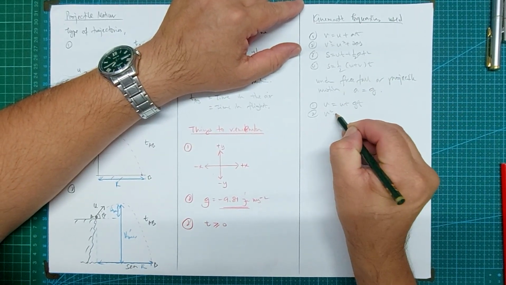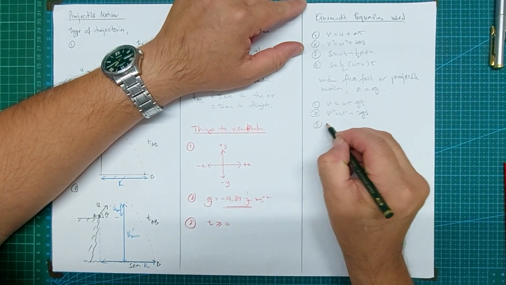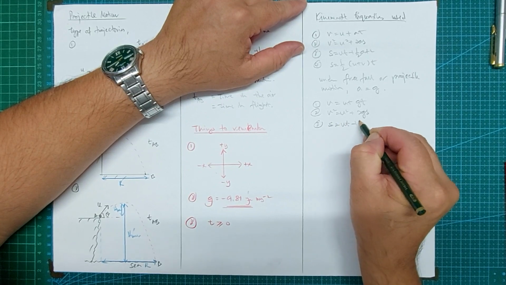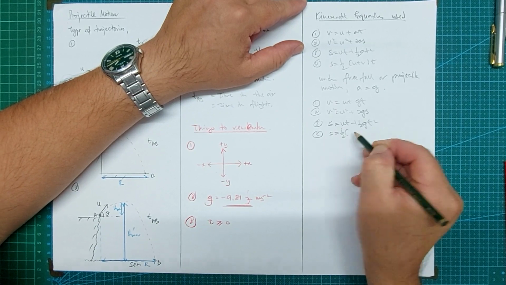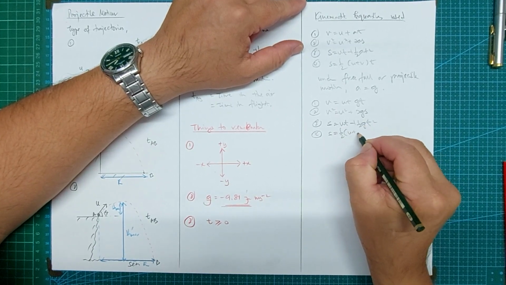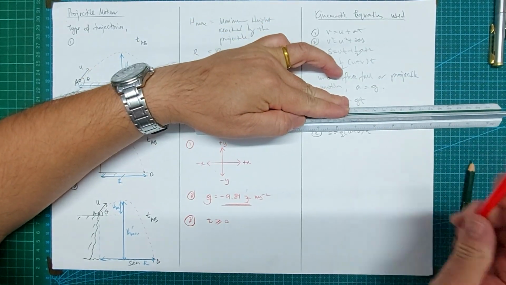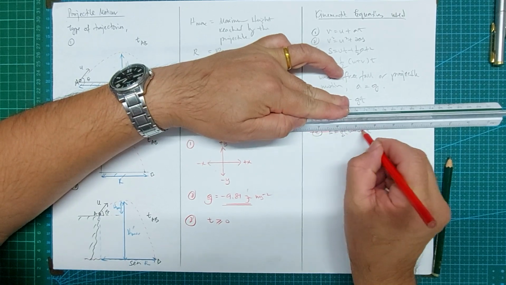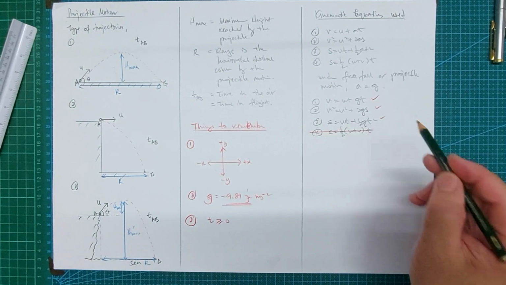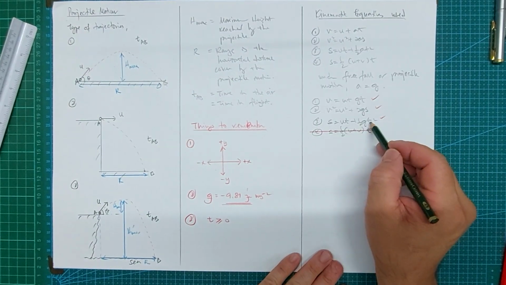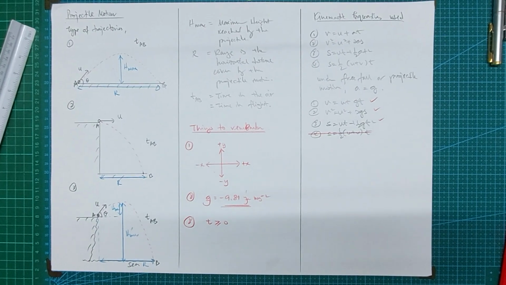Number 2, v squared equal to u squared plus 2gs. The third one, s equal to ut plus half gt squared. The fourth one has no changes because it doesn't have any a value, and most of the time we don't use the last one. We're going to use the first three so often, especially this one when you need to find the time. So that is the kinematic equations we use.